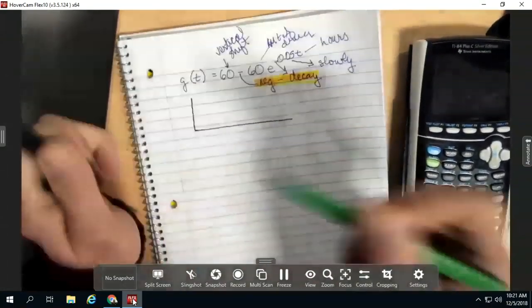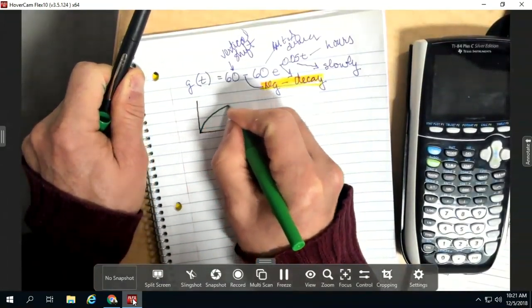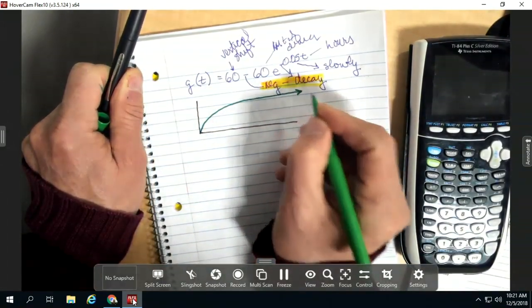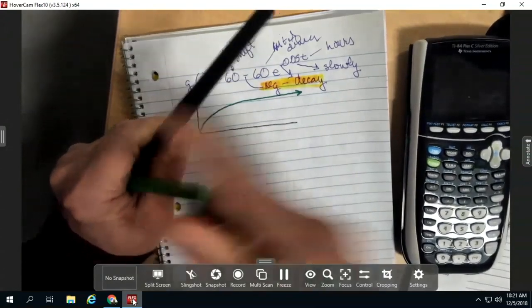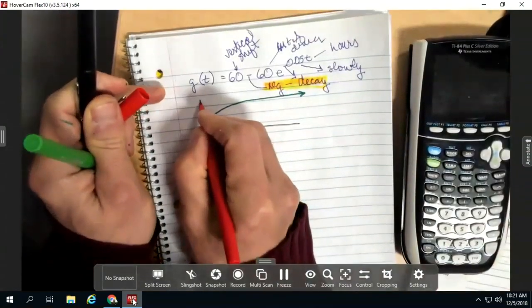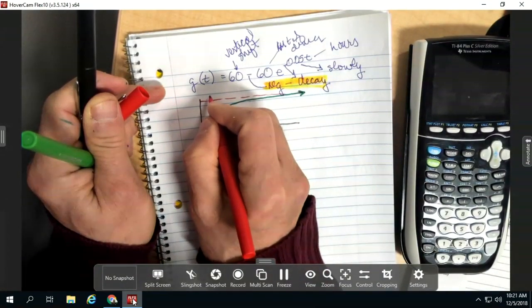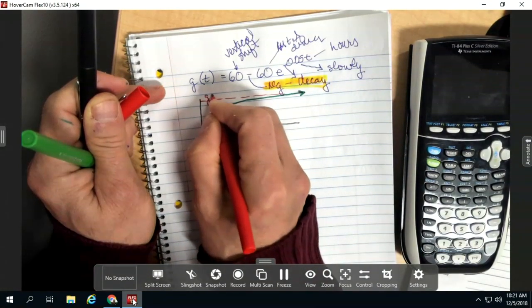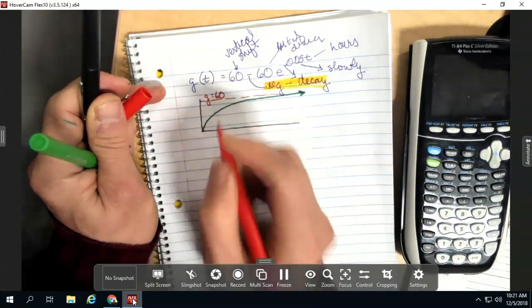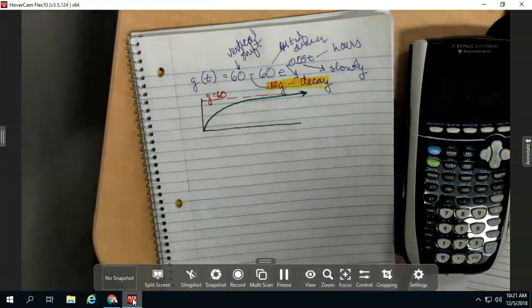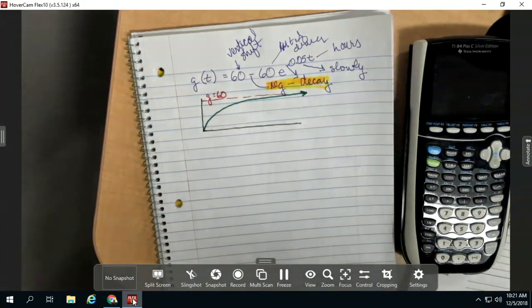So we start out at 0, and we gradually get closer and closer to our horizontal asymptote. G equals 60. I don't know, 60 milligrams. It doesn't say what it is. Yep, milligrams.